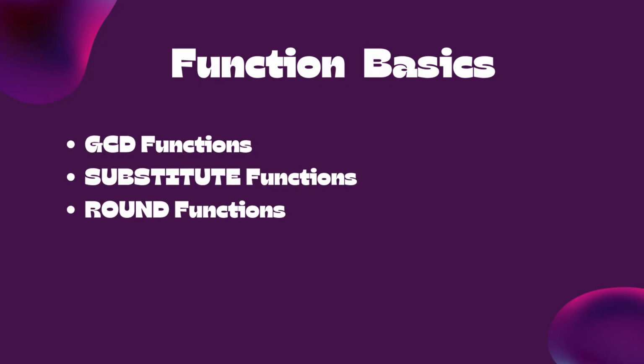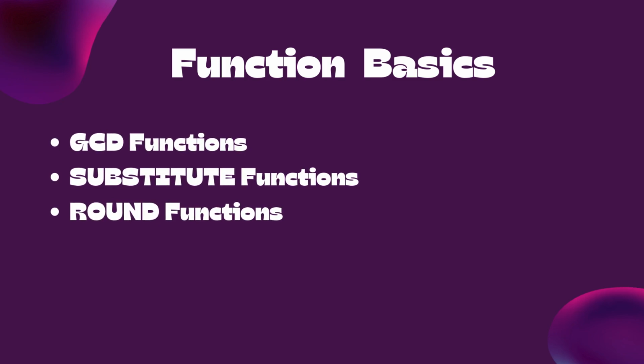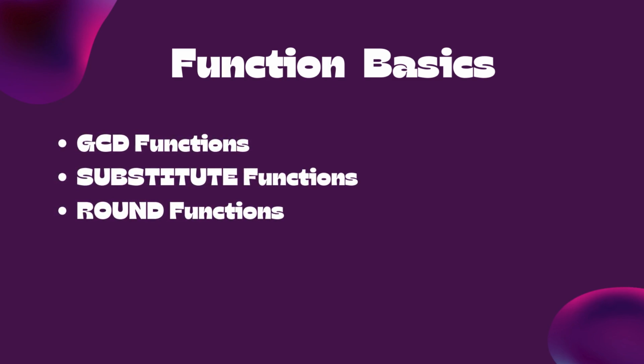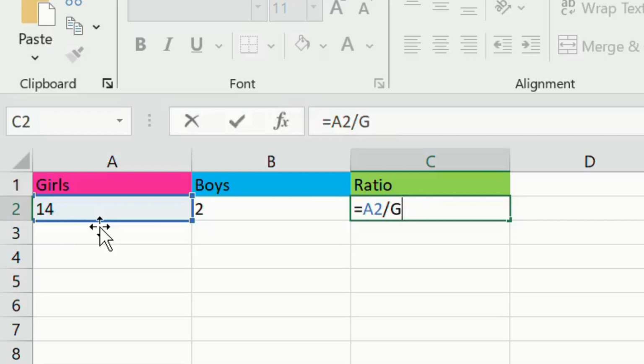When calculating ratio spreadsheets in Excel, we use both functions and formulas to help us calculate. A few of the most common functions are GCD functions, or greatest common divisor function, substitute functions, and round functions. I will be presenting a GCD example.